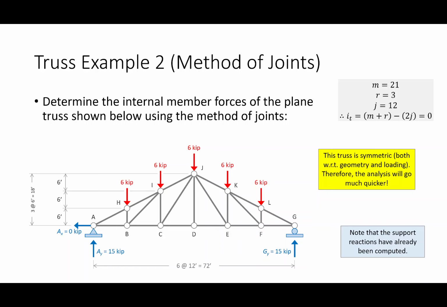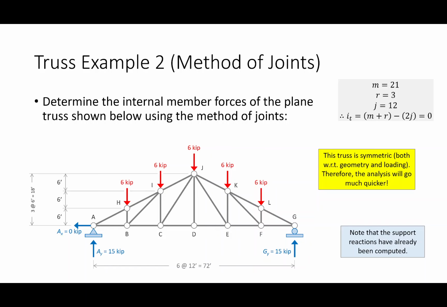Well, let's see. How many joints are there? 1, 2, 3, 4, 5, 6, 7, 8, 9, 10, 11, 12. So there's 12 joints. There's 3 reactions, 1, 2, 3. And as for the number of members, just count them, okay? So I'll count on the left half of the truss. 1, 2, 3, 4, 5, 6, 7, 8, 9, 10, 20, and then the vertical member makes 21. So there's 21 members in the truss, 3 reactions, 12 joints.